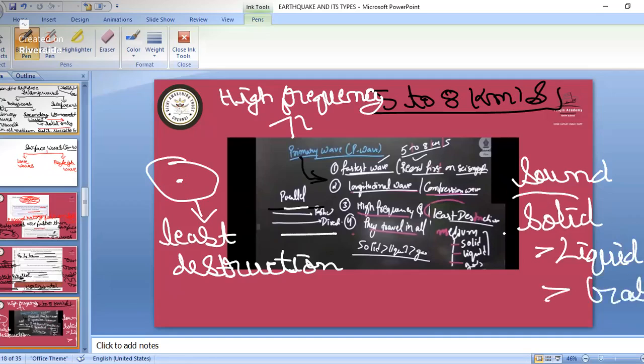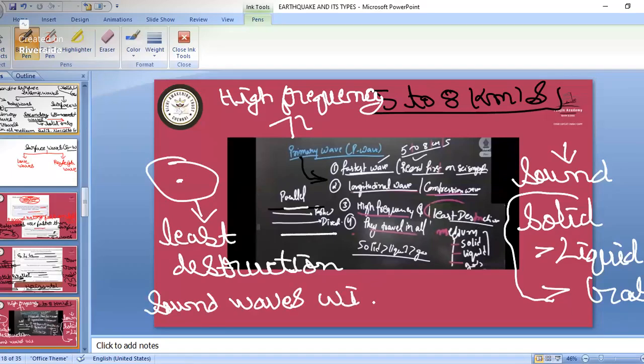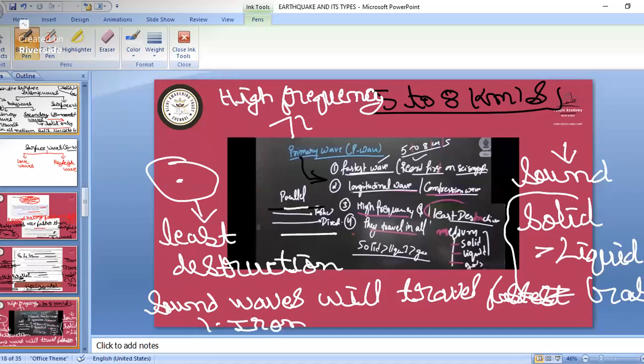So remember this particular arrangement: maximum speed first in the solid, then the liquid, and then the lowest speed in the gaseous area. It is similar to sound waves. In physics, questions have been asked like this: sound will travel fastest in which of the following? They won't give solid, liquid, or gas. They'll give iron.